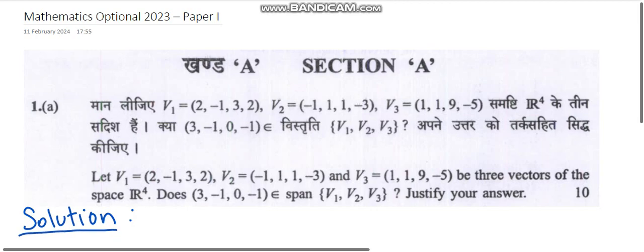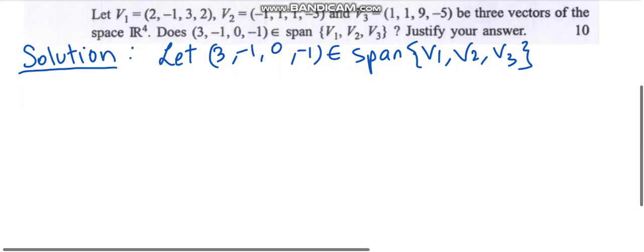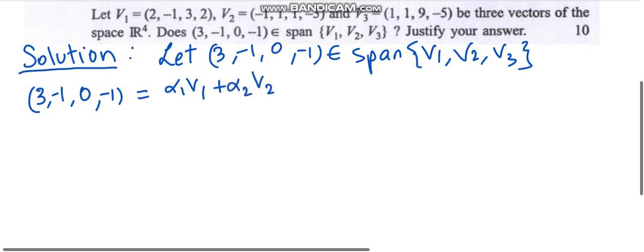So we start off by assuming that the vector (3, -1, 0, -1) belongs to the span of the vectors v1, v2, and v3. Now this implies that the vector (3, -1, 0, -1) can be written as a linear combination of the vectors v1, v2, and v3. So we can write (3, -1, 0, -1) equal to alpha 1 times v1 plus alpha 2 times v2 plus alpha 3 times v3, where the alpha i's, that is alpha 1, alpha 2, alpha 3, are constants.